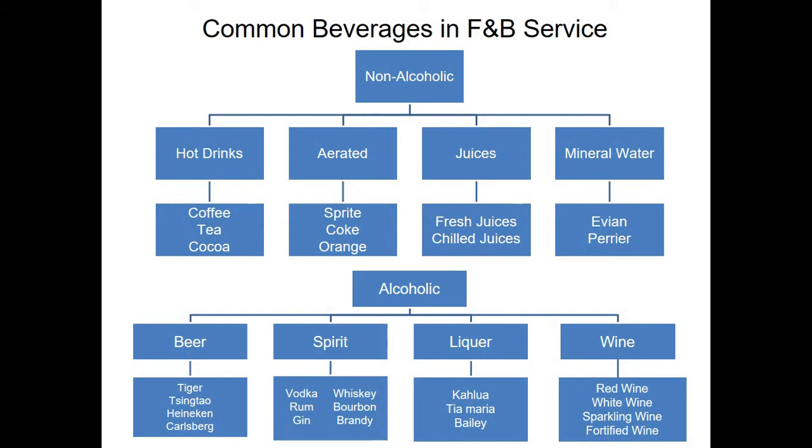In non-alcoholic beverages, there are four subcategories: hot drinks, aerated drinks, fruit juices and mineral water. And in alcoholic beverages, the four subcategories are beer, spirit, liquor and wine. To have a better knowledge, you may also look at the examples given in each subcategory.